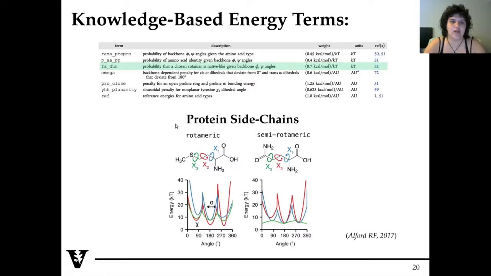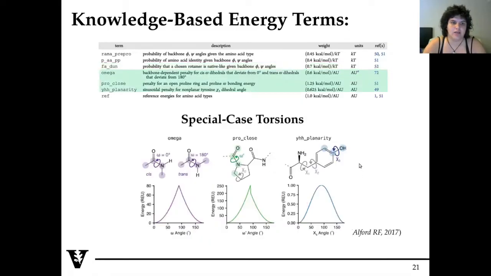Then we have a term that is FADUN for the side chains. So also the angles, the dihedrals that we have in the side chain have preferred conformations that are higher or lower energy. If we fall, for example, at 90, 180, and 270 here, we can have a better energy term, while if we are in this upper region, the energy will be affected much more. The next three are special cases of torsion.